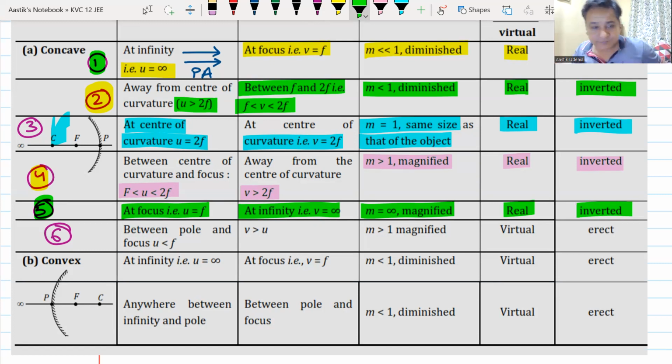Have you noted this down? No, sir. Okay. I'll give you time, don't worry. Case number 5. Object at focus. Image at infinity.